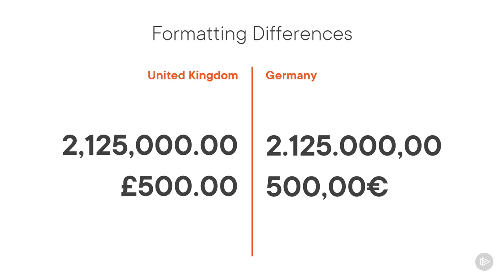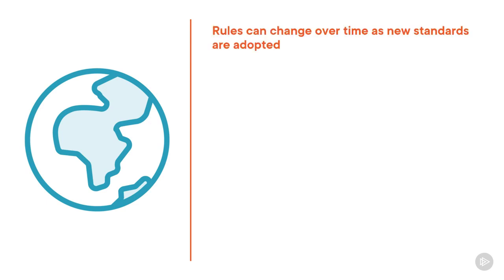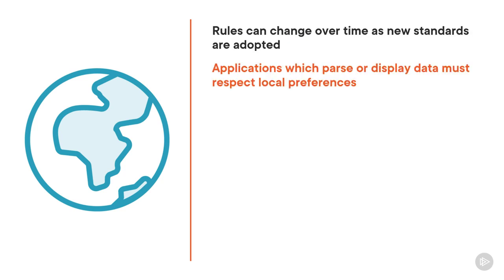These differences extend to other types, such as date formatting, where things can become even more complex. Furthermore, rules can change over time, with countries adopting new standards. When developing applications that parse or display data that may be affected by cultural rules, we must respect the local preferences. This concept is generally referred to as globalization.